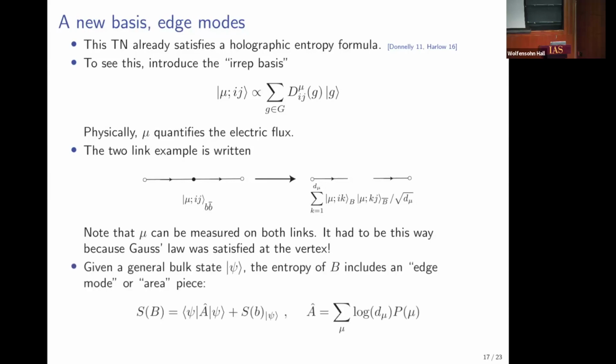So what's important is if you look at this, you can convince yourself that given a general state psi, the entropy of capital B, say this left link, includes an edge mode or area piece. Edge mode is a term that loosely means these degrees of freedom that we inserted whenever we acted this factorization map. So here that's associated to this degree of freedom, this index k, these degrees of freedom indexed by k.